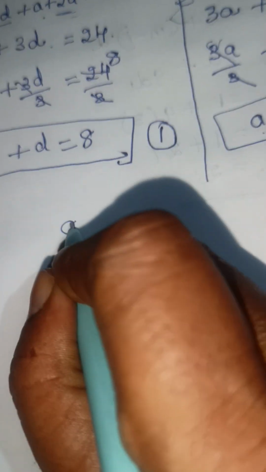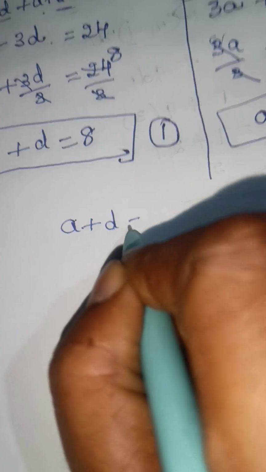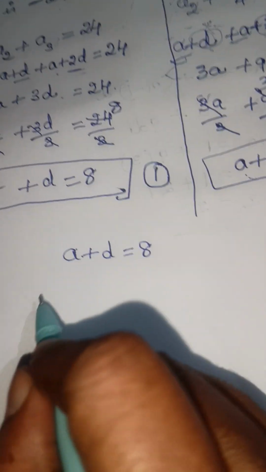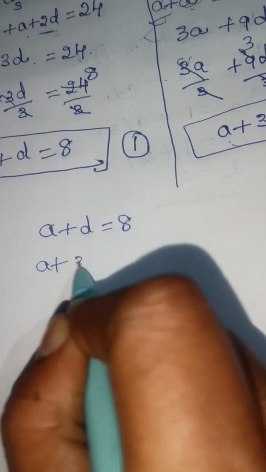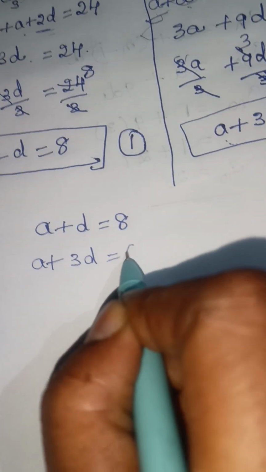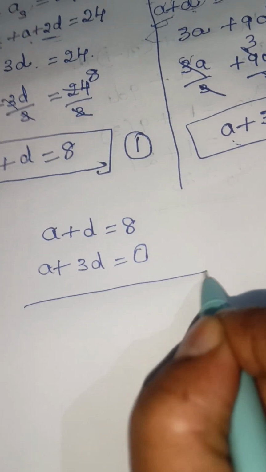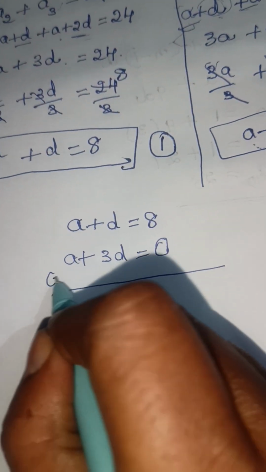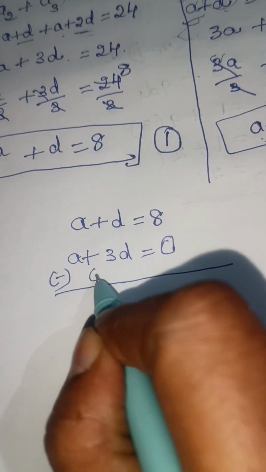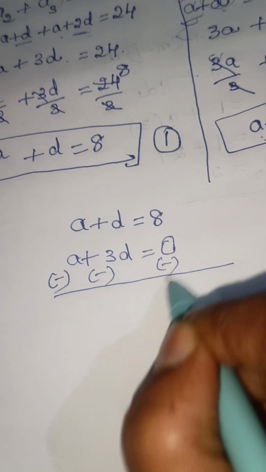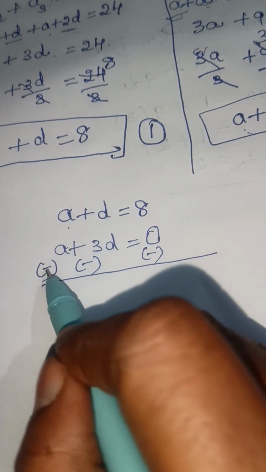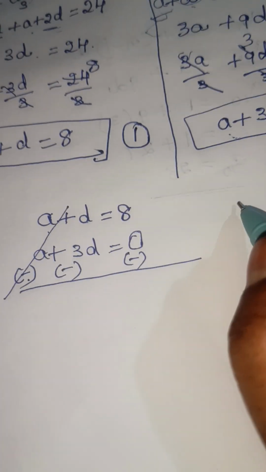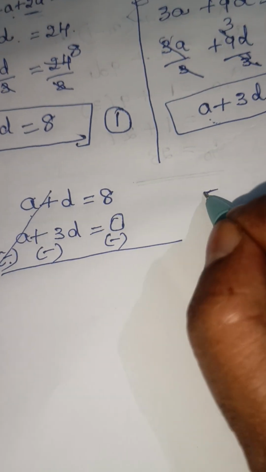So I would go for elimination method. A plus D is equal to 8 is my first equation. So my second equation is A plus 3D equal to 0. Since I'm going for elimination method, I would change the sign. So this becomes minus, here minus, this also becomes minus. So plus A and minus A cancels. Okay. So you have plus D and minus 3D.